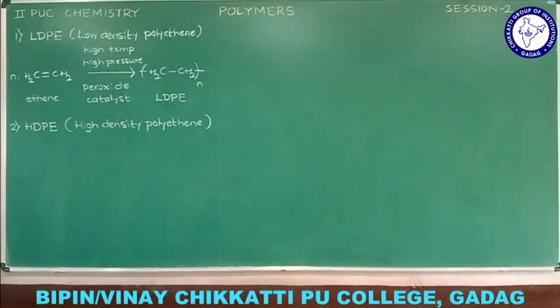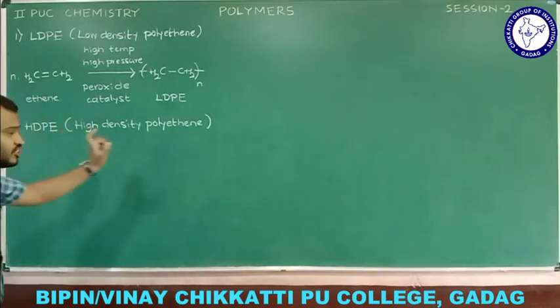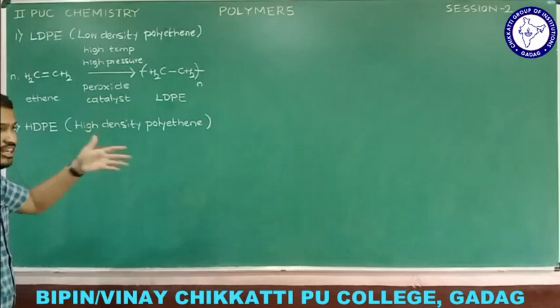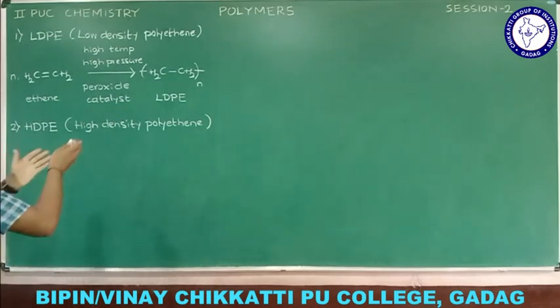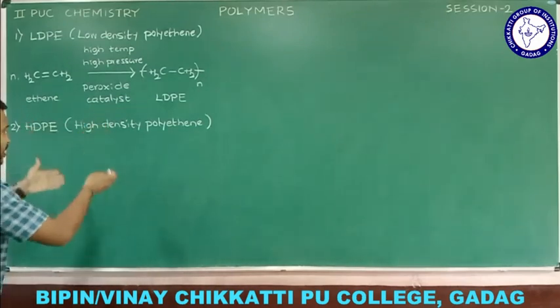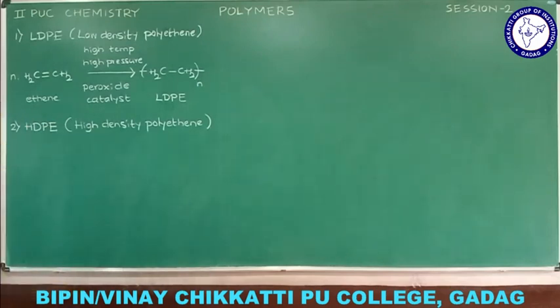Again, based on the structure, HDPE belongs to linear polymers. We have a long and straight chain polymer. We don't have any branches or cross-linking agents in this case. So therefore HDPE belongs to linear polymers. So how to write the monomer, how to write the polymer, what are the conditions, and what is the statement for this particular monomer and polymer, we'll see now.